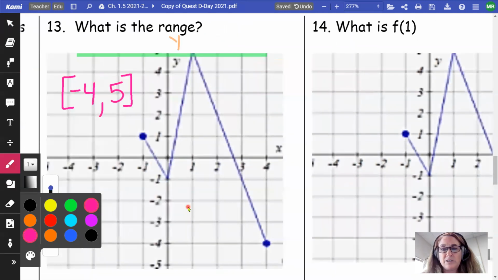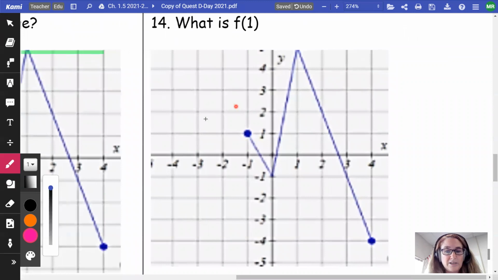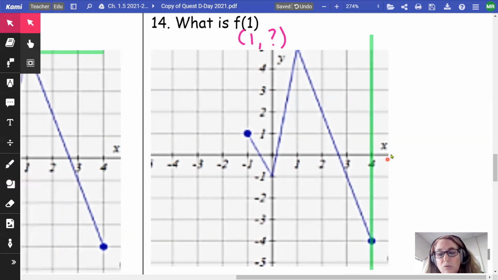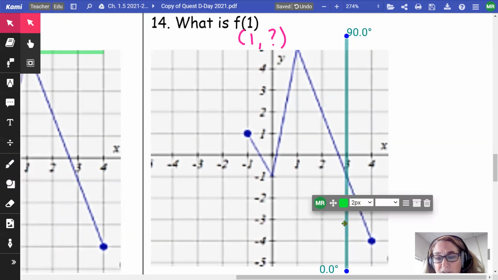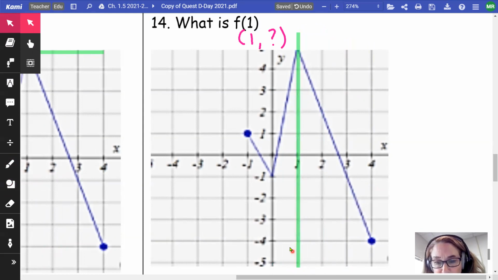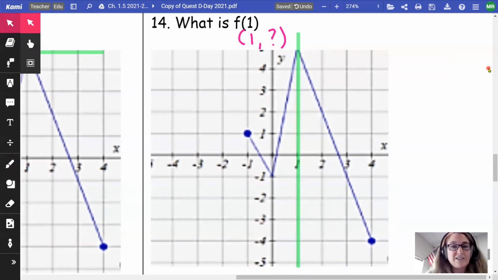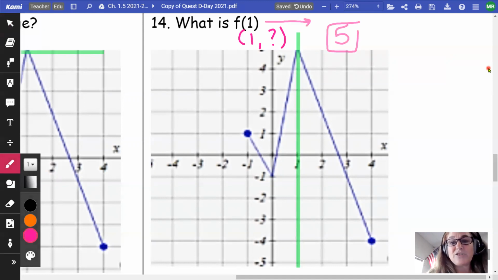Okay, now on number 14, when we want f of 1, that's saying when we put in 1, what do we get? So it's really saying 1 comma what, okay? So I am going to get my line. I am going to have a vertical line this time. And I want to go where x is 1. So if I move this here, this is where x is 1. Up and down, this whole entire line is where x is 1. Well, when x is 1, where does it touch the graph? Right here at 5. Okay, so right here at 5. So my answer is going to be 5. That is my answer. F of 1 is 5. When I put in a 1, my output is 5. When my x is 1, my y is 5.